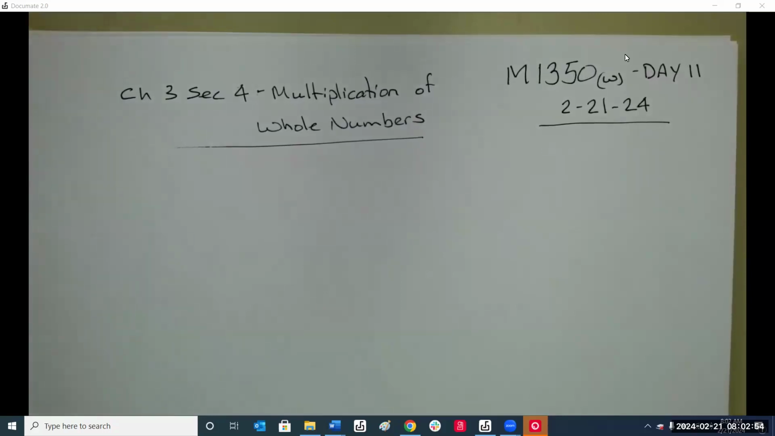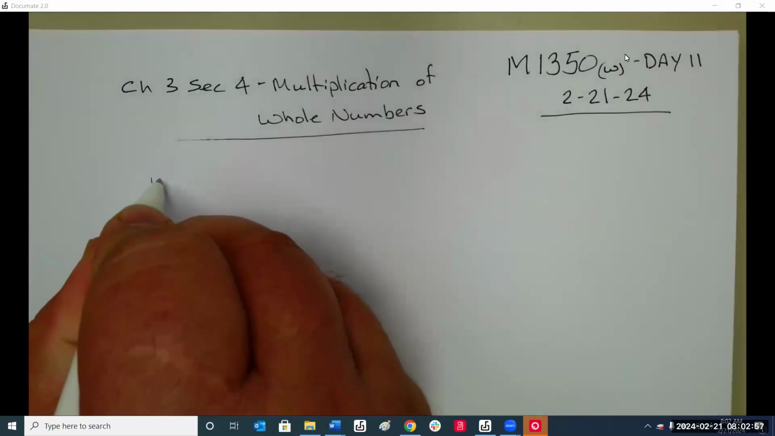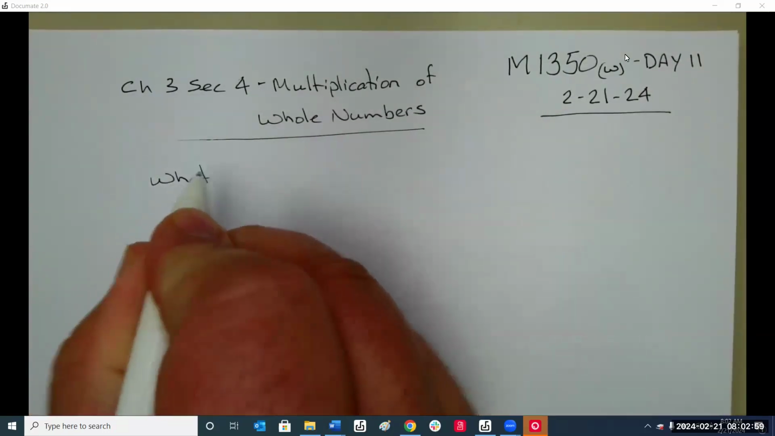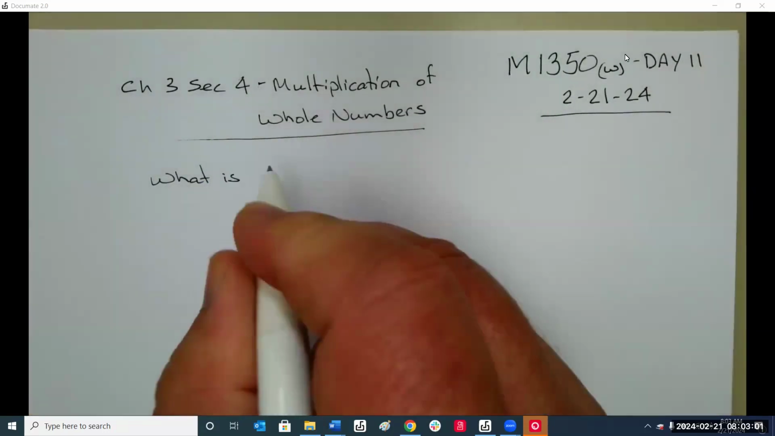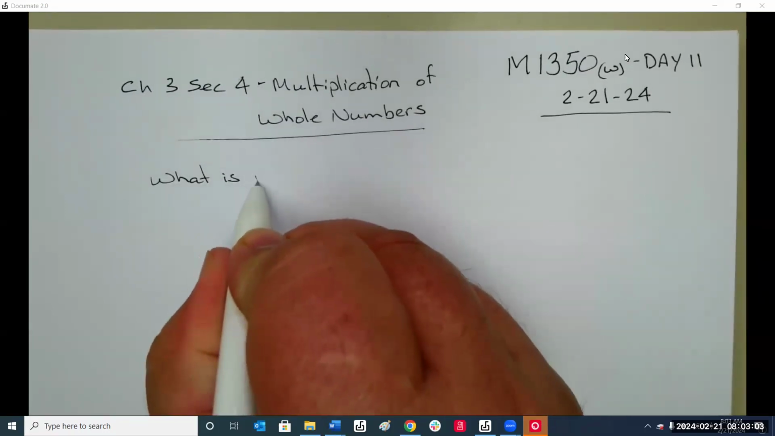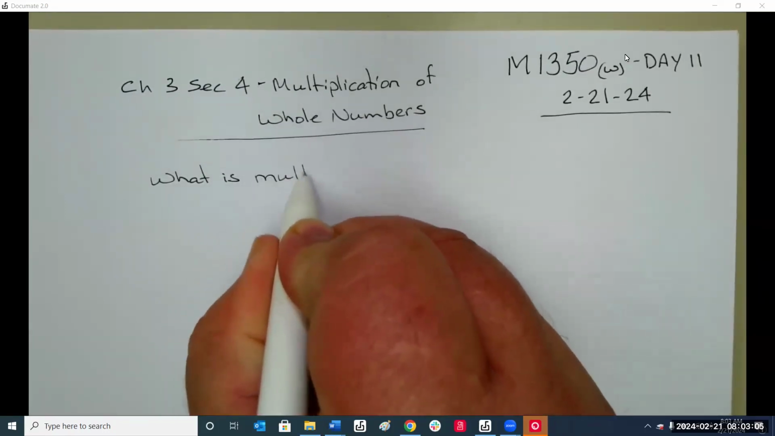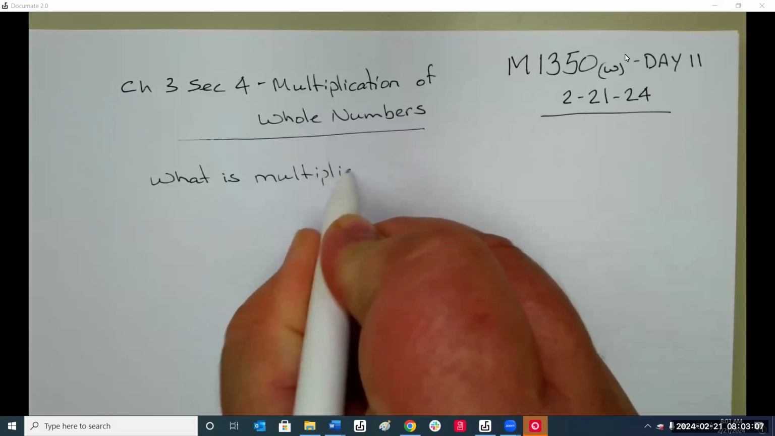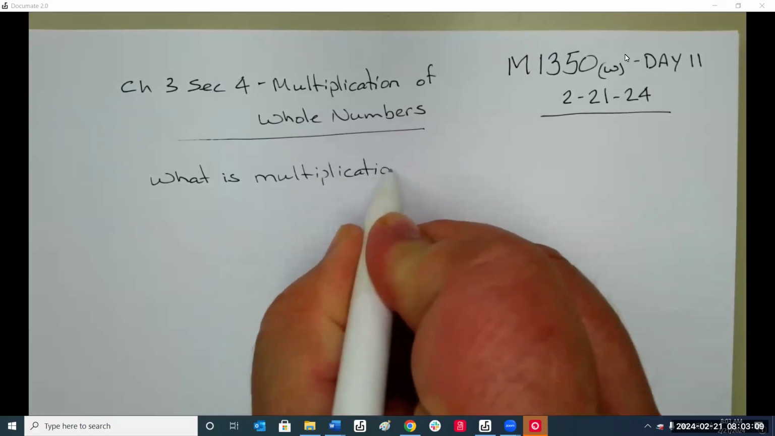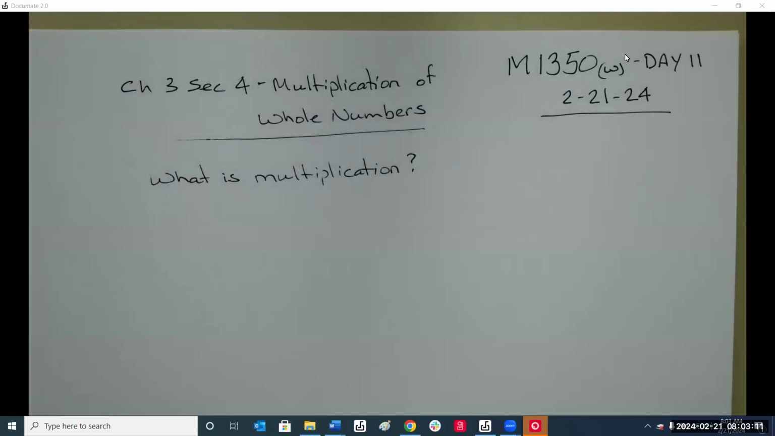What exactly is multiplication? And when would you introduce that in school? In your own words, don't try to read for it. What is multiplication?